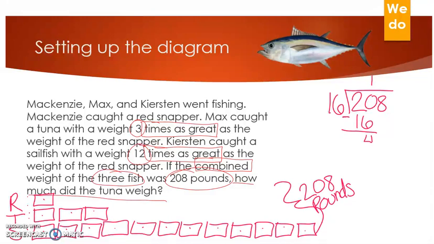Let's go ahead and subtract. Bring down the 8. That brings us to 48. And 16 can go into 48 3 times. And that comes out equally to 48. So this 13 is what we're going to place in each box. So let's go ahead and do that.